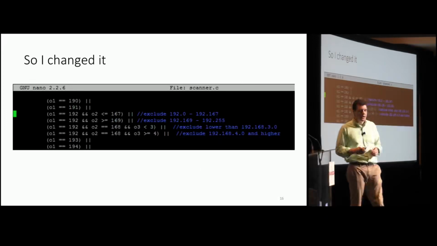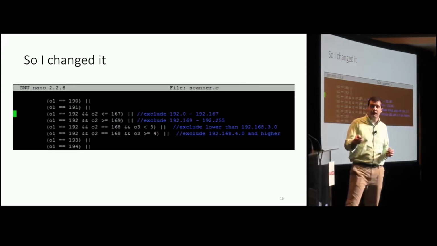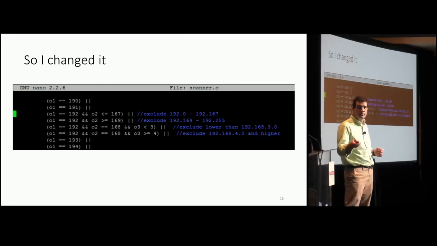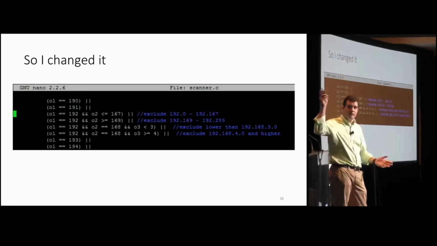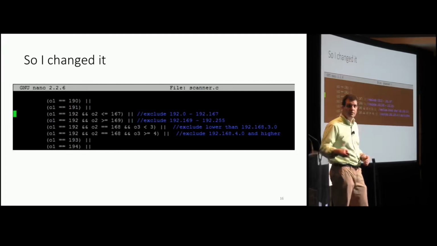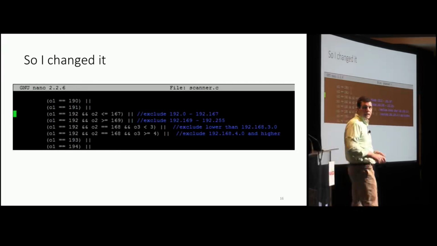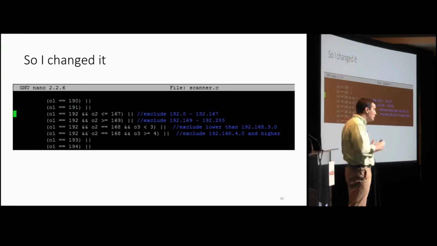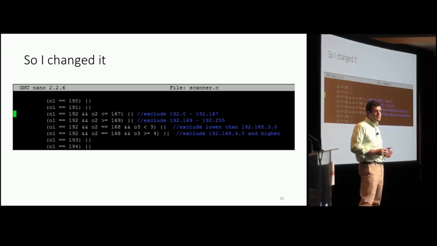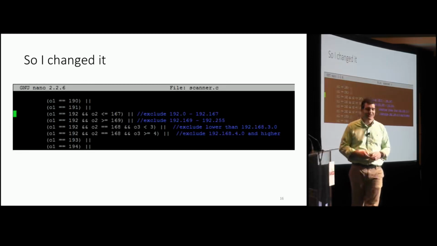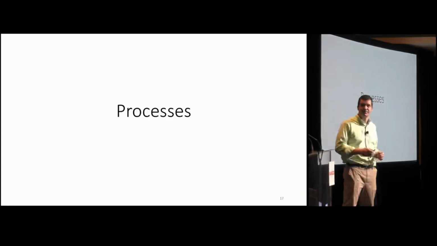So I changed my code. In the code here, O1 is the first octet. I've omitted a lot of these for my screenshot, but skip 190, 191. Then I drilled it down to say I only want you to scan 192.168.3.0/24. The reason is I didn't want to let it scan all these things that I wasn't interested in, right?